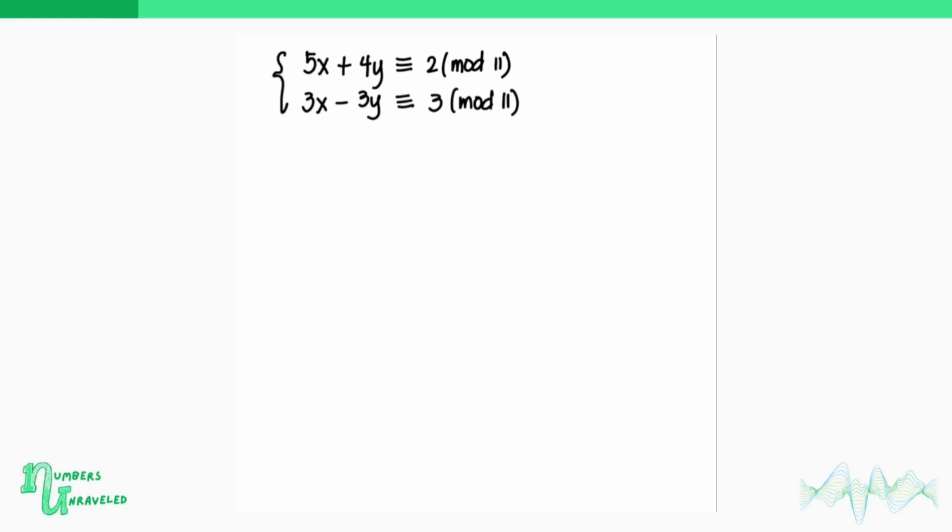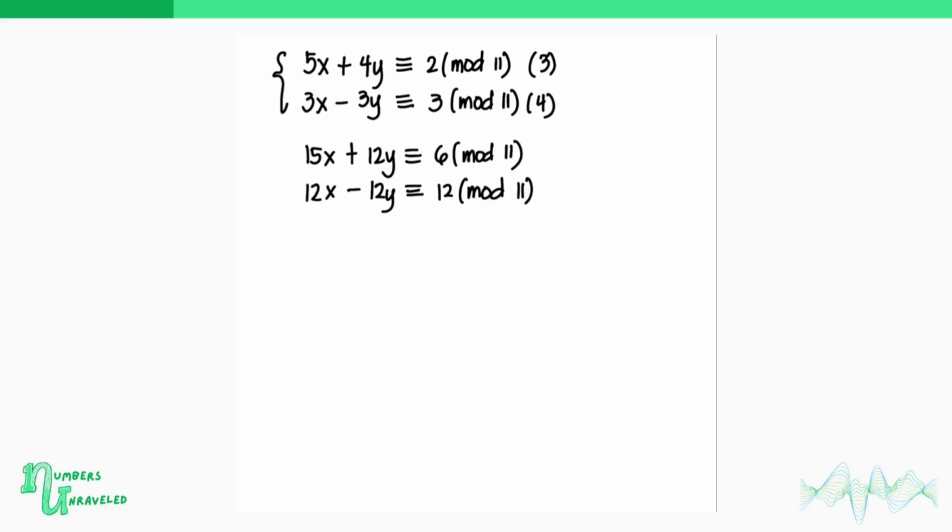In this problem, we have the system of linear congruences 5x + 4y ≡ 2 (mod 11), and 3x - 3y ≡ 3 (mod 11). We can multiply by 3 in the first congruence, and by 4 in the second one. That will give us 15x + 12y ≡ 6 (mod 11), and 12x - 12y ≡ 12 (mod 11). Adding them, 15x + 12x will be 27x, and 12y - 12y will be 0, and 6 + 12 = 18 or just 7, because we can take modulo 11 of 18. This results in 27x ≡ 7 (mod 11).